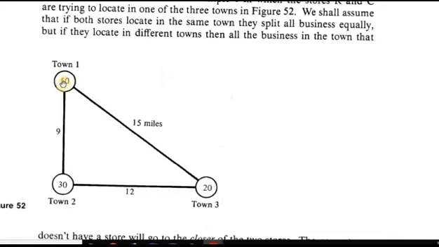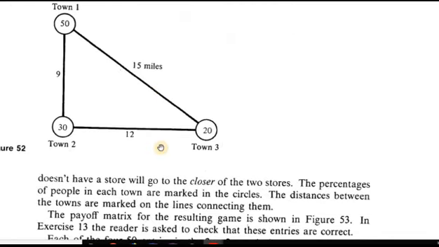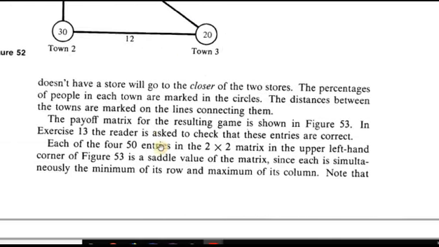Now you also see if both stores locate here, then of course both stores will share the revenue equally. Customers will be equally likely to go to either one. So if both stores locate here, each store gets 50%. If one store locates here and the other store locates here, each store gets 50%. So it seems like there are probably 2 solutions that give me the same payoff. Let's see how this works mathematically.